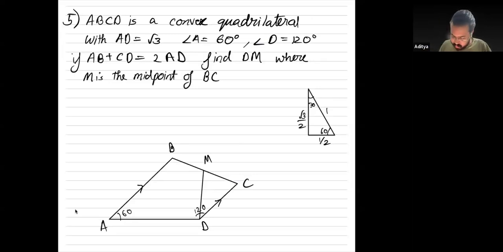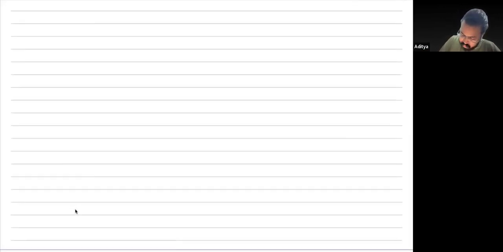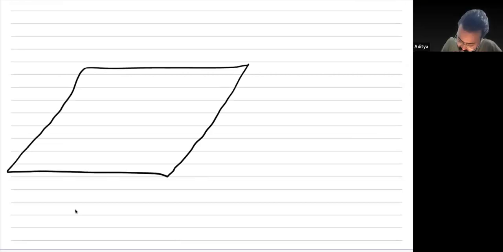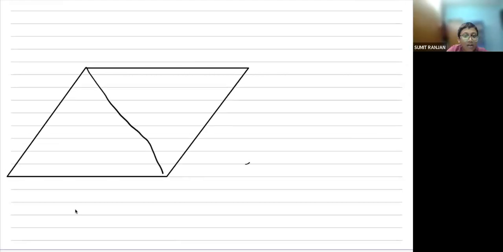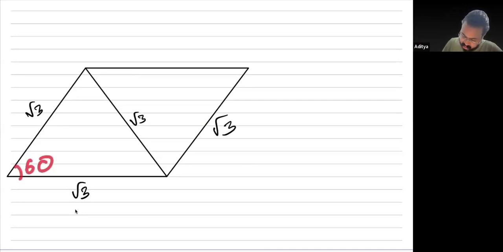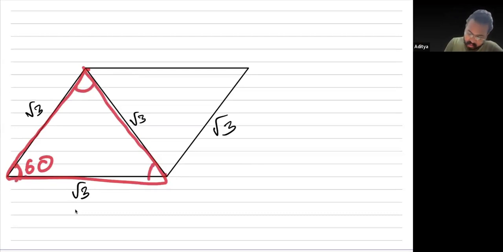Okay. First I'll make the sort of figure. This question will end up in getting a rhombus, a rhombus with all sides equal. So this becomes root 3. This becomes 2 root 3 divided by 2. So it becomes basically root 3. And this diagonal is also root 3. You can check that for yourself because this is 60 degrees, and an isosceles triangle with vertex angle 60 degrees means that it's an equilateral triangle.